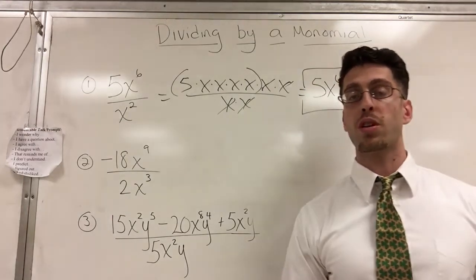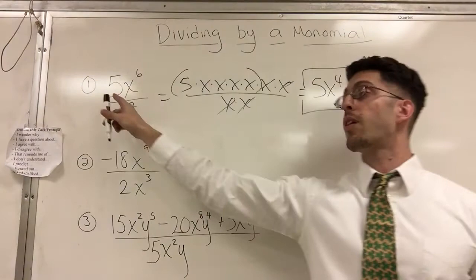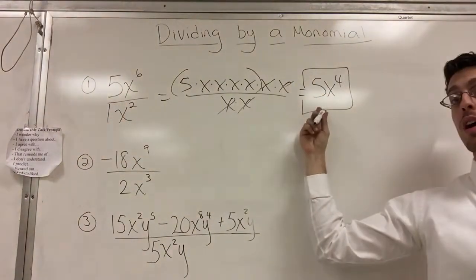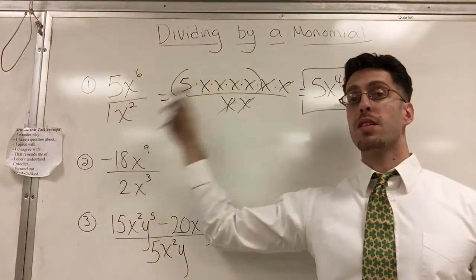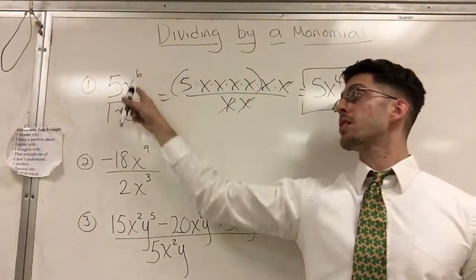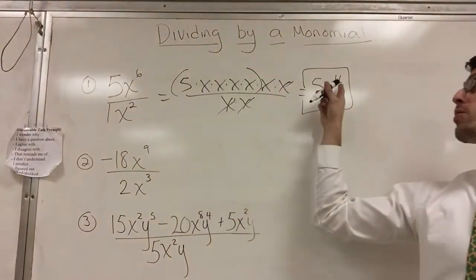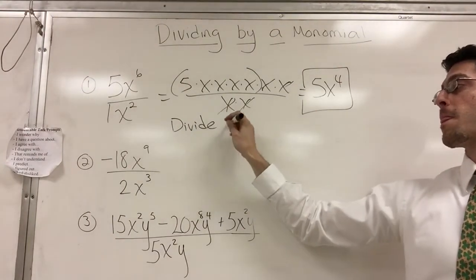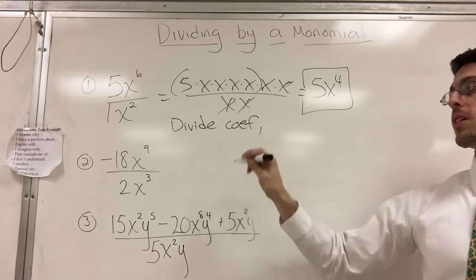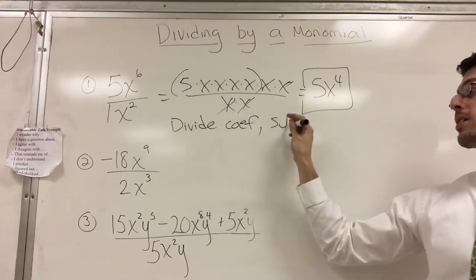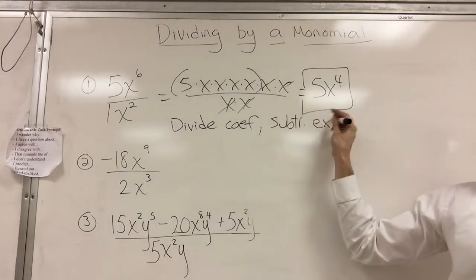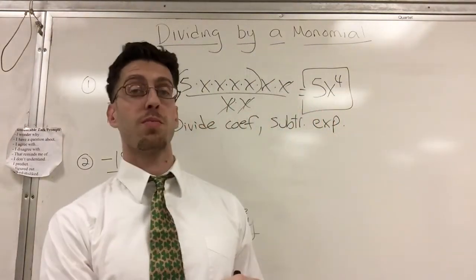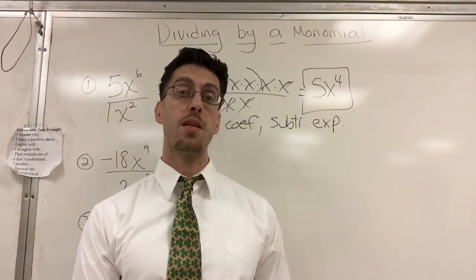So come up with a shortcut. What did you do? Divide the coefficients. There's really a 1 there. 5 divided by 1 is 5. Keep the base. X is still x. 6 minus 2 is 4. So divide coefficients and subtract exponents. Of course, keep the base. You can only subtract the exponents if the base is the same.